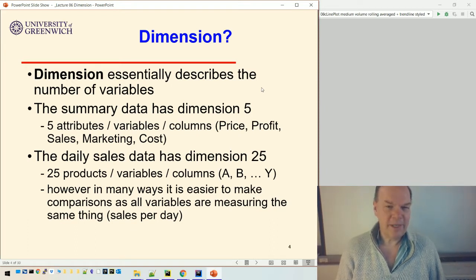When we're talking about the summary data, it's not so easy to make comparisons because we're measuring completely different things. We haven't looked at the data in detail yet, but the price, the profit, and the cost tend to be measured in pounds, with values between, I don't know, 5 and 50 pounds. The marketing is the amount spent over the whole year, so that's thousands of pounds. And the sales is the number of products sold, which goes up to about 175,000. So they're very different sizes.